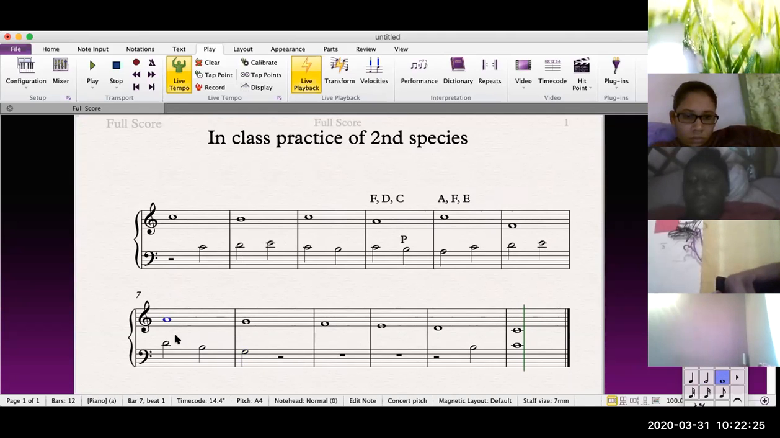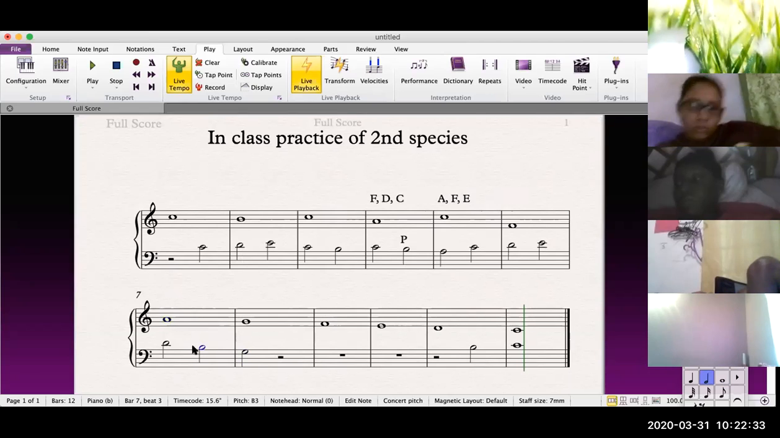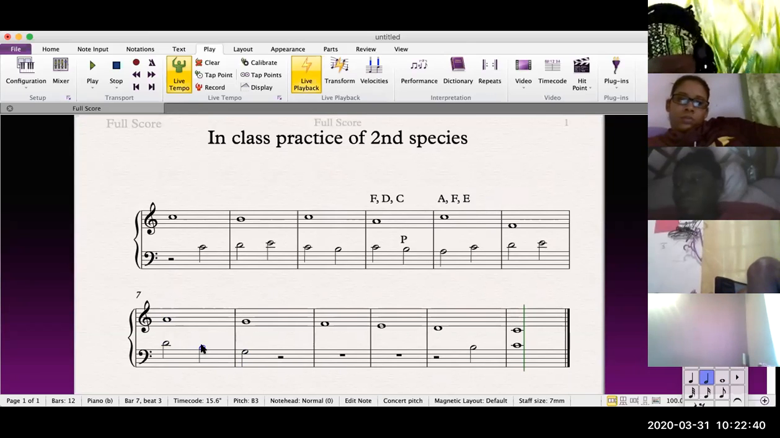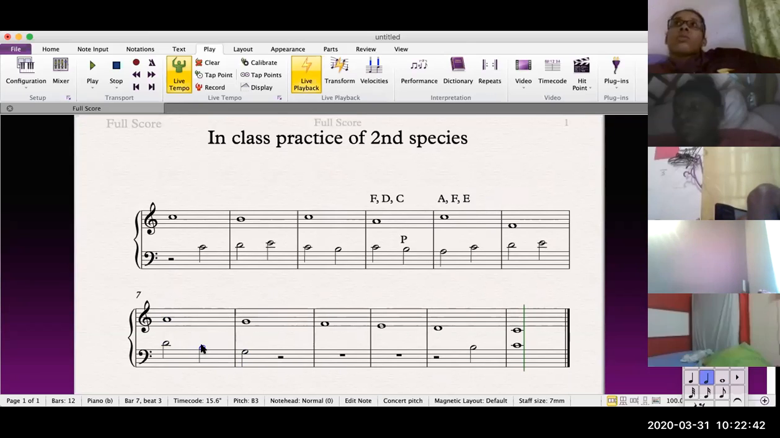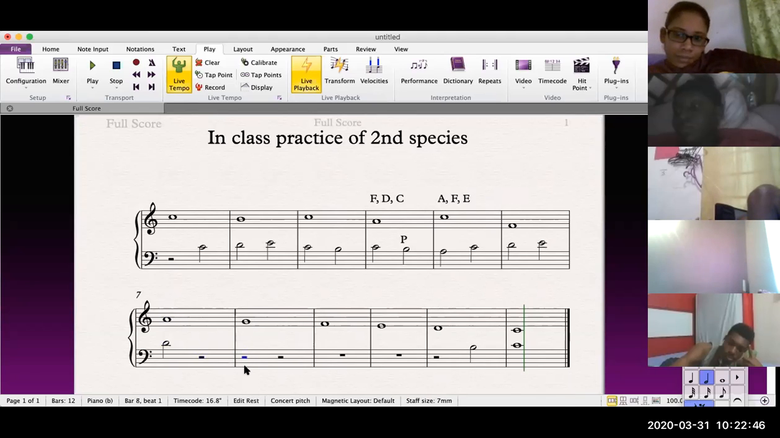Okay, so here, the B creates a seventh with the A, right? So you can use dissonance, but it's not by step. It's a third down. So that's why you can't do it. Okay, when you have dissonance, it needs to be by step. Okay, so think again. Off you go, David.